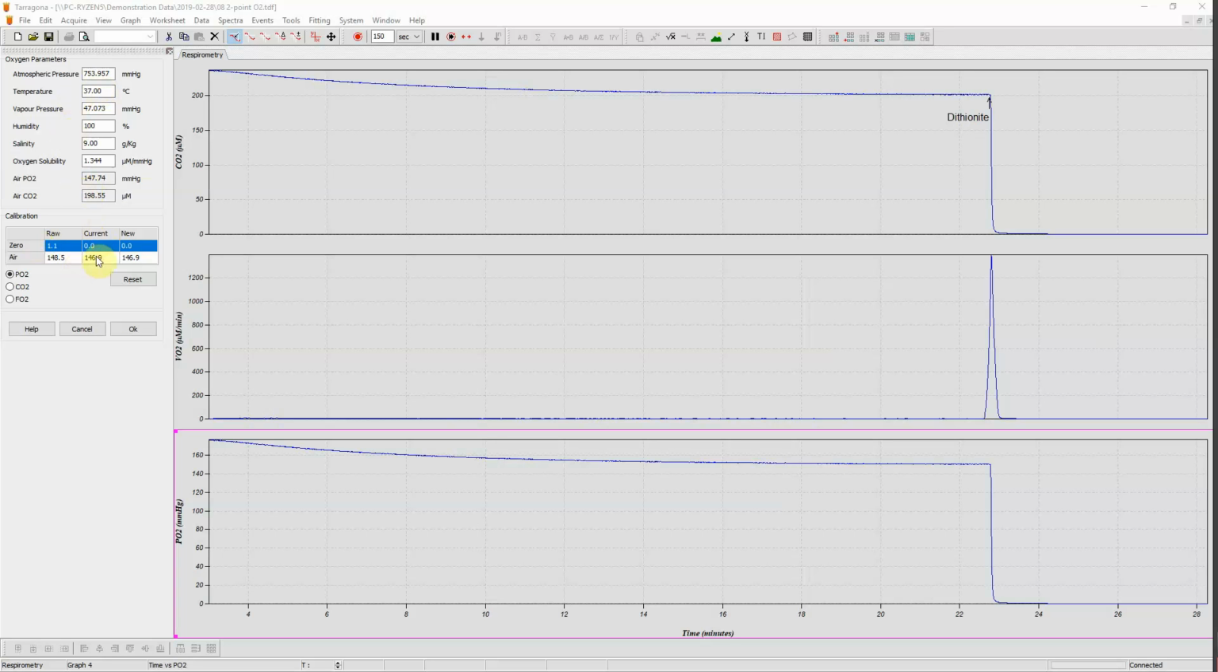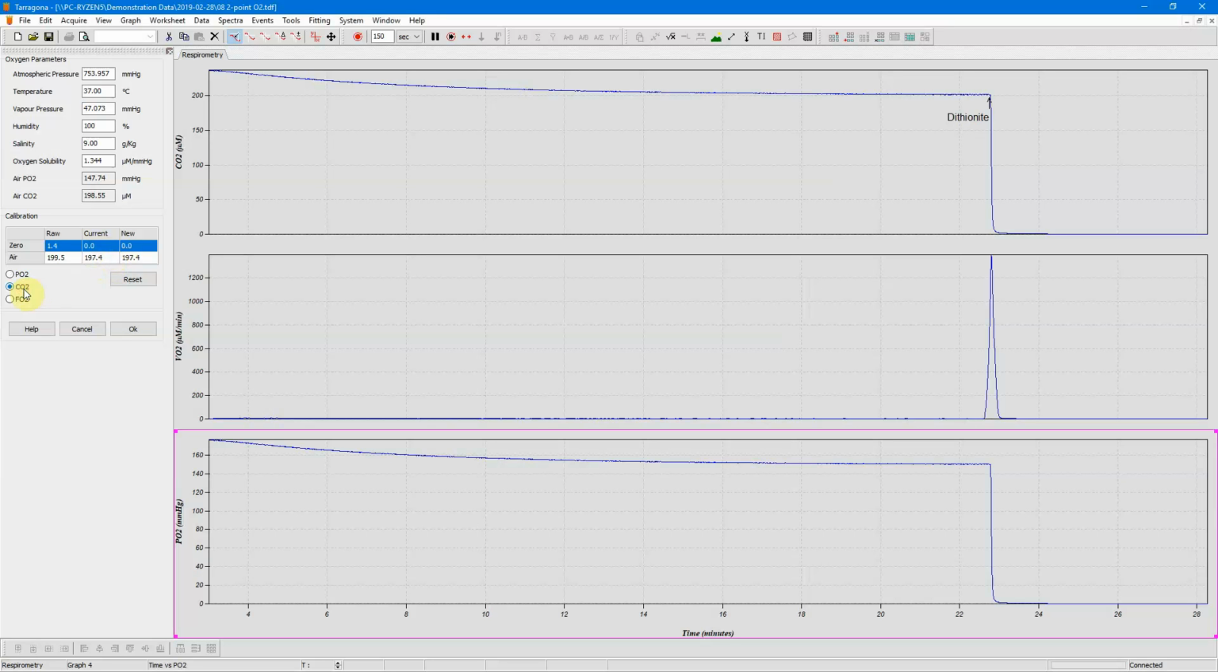This is the current calibration that this data was collected with, and these values are in millimeters of mercury because I'm working in PO2. When the NeoFox gave a value of 1.1 millimeters of mercury, the calibration corrected it to 0 millimeters of mercury. And when it gave a value of 148.5 millimeters of mercury, it was corrected to 146.9 millimeters of mercury. I'm working in oxygen concentration, so these are the equivalent values in concentration.